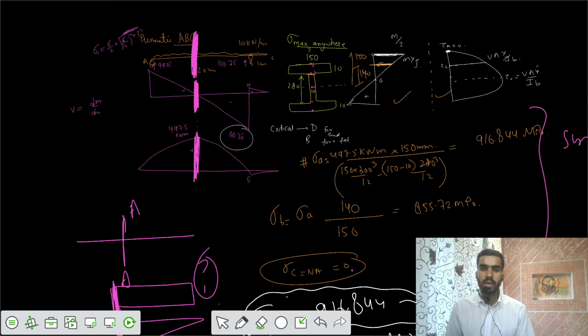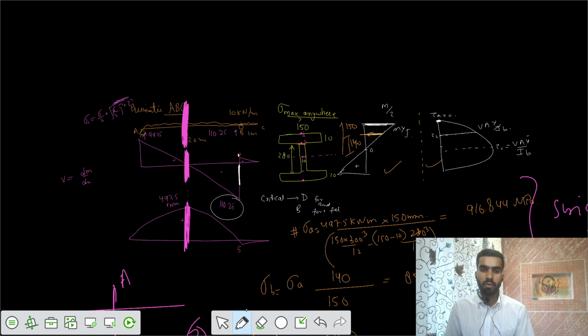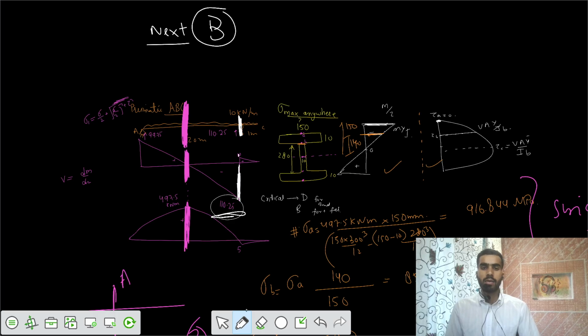Now if you want to take the next critical section, that's your section B, where we have a shear force of 110.25, just to the left of that support B. So your next critical section is just to the left of section B. At section B there's some shear force, but the bending moment is lesser, 5 kilonewton meter, so the stresses because of that would be lesser.